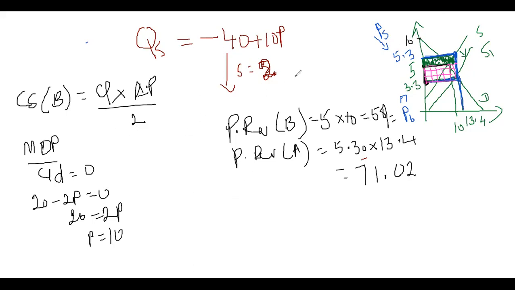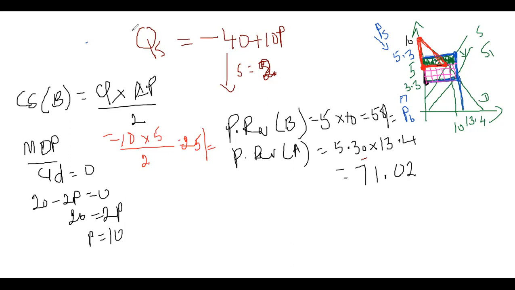Then to find the consumer surplus before, see buyer's price, QD, maximum demand price. This red color triangle is the consumer surplus before. So quantity is 10, change in price 10 minus 5 is 5, over 2. Therefore, consumer surplus before is 25 rupees.